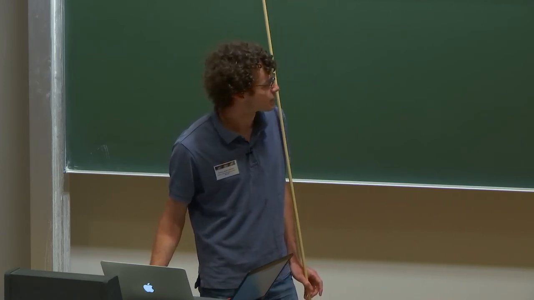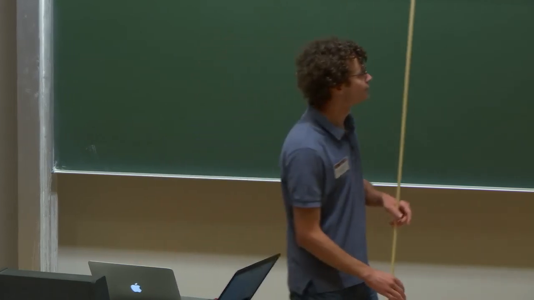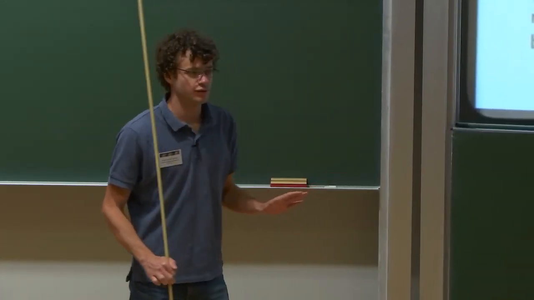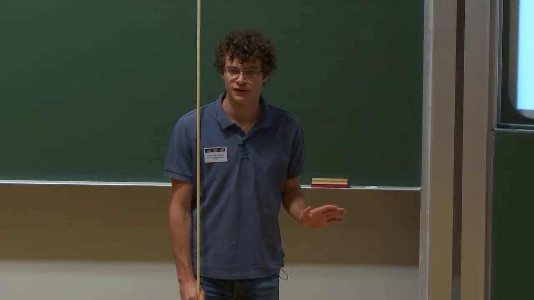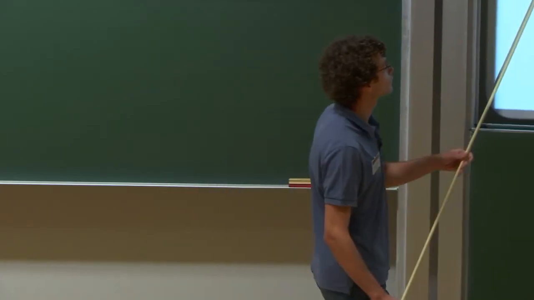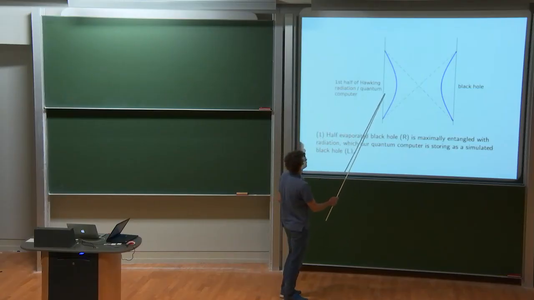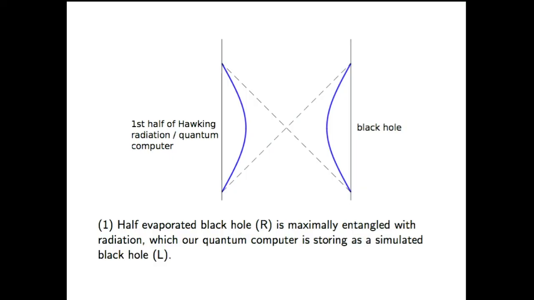So here's how this works. We're going to make a model for the black hole after this halfway evaporation point. We're going to model it as a highly entangled state, the thermofield double state, where we interpret the right half of this system as the actual black hole, and we interpret the left side of this system, which is maximally entangled with it, as being the first half of the Hawking radiation, which, if you like, has been collapsed into a second black hole, which is entangled with the first one.